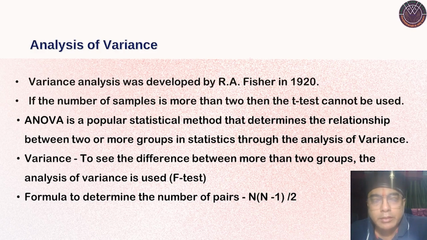There is a formula to determine the number of pairs, that is, how many different types of comparison it will make after ANOVA. Suppose 3 boards are there, how many comparisons will it make, how many types of differences will it try to study? That number of pairs you calculate using this formula: n into n minus 1 by 2. So suppose 3 boards are there, 3 multiplied by 3 minus 1, which is 2, so 3 times 2 is 6, divided by 2, that is 3. So 3 comparisons it will make.